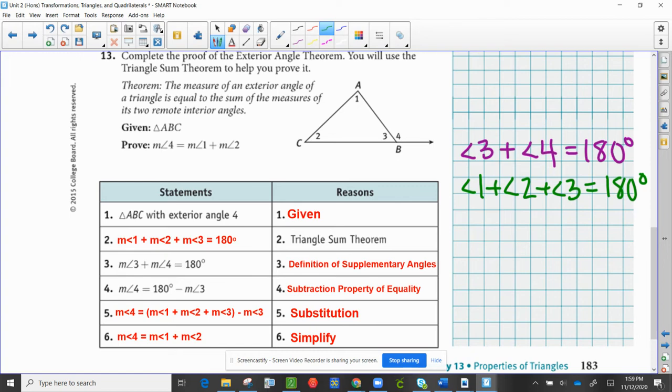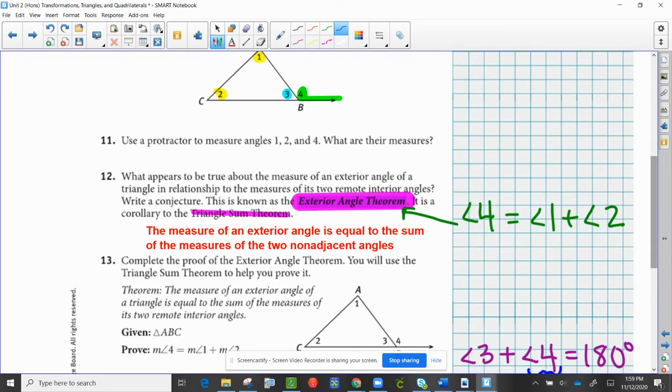So all that the exterior angle theorem is doing is taking some substitution. It's substituting angles 1 and 2 for angle 4. So these are equivalent. The measure of angle 1 plus the measure of angle 2 is the same thing as angle 4. Okay. So the exterior angle theorem is saying that angle 4 is the same thing as adding angles 1 and 2. They will be equivalent. Okay.